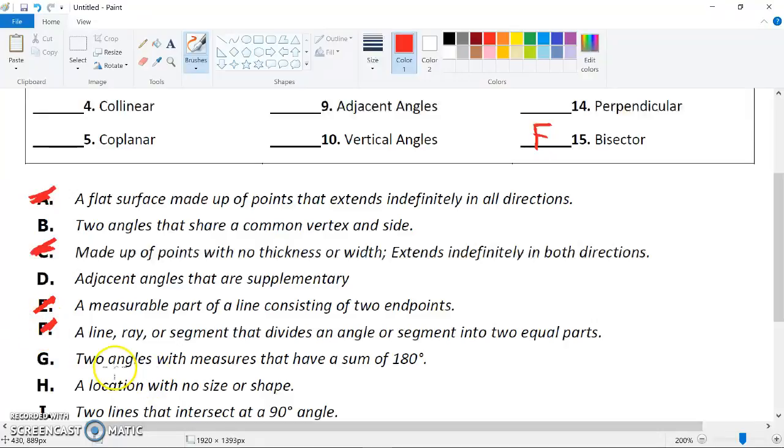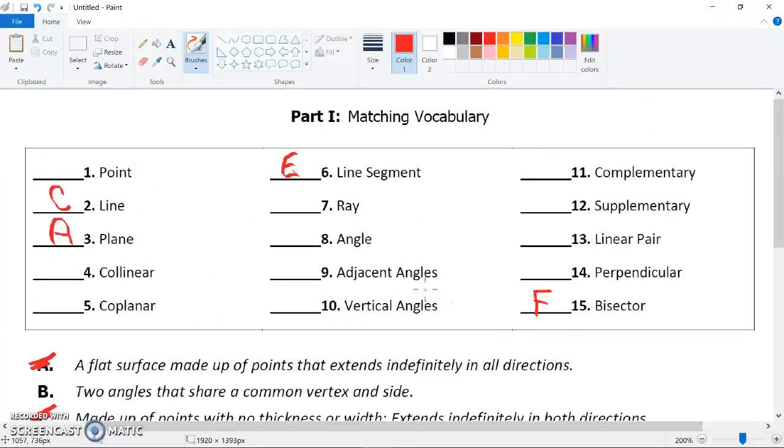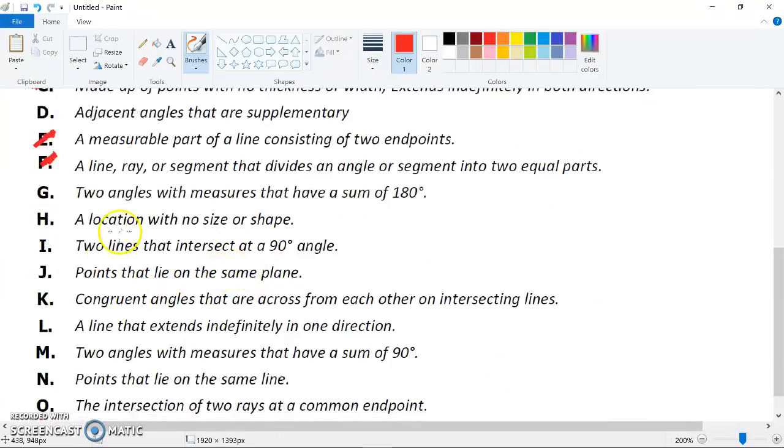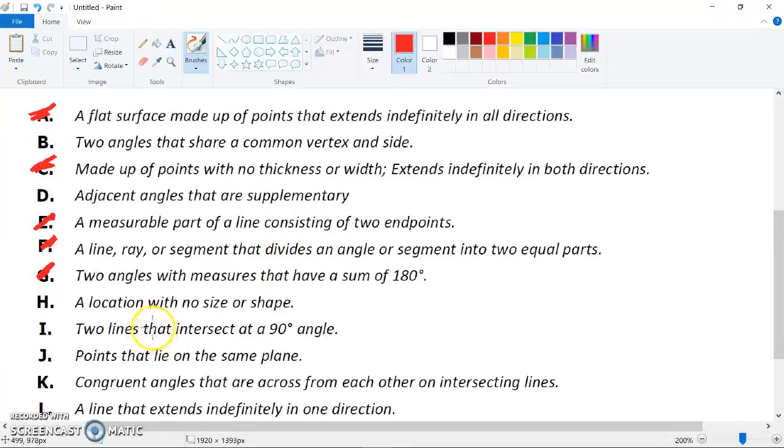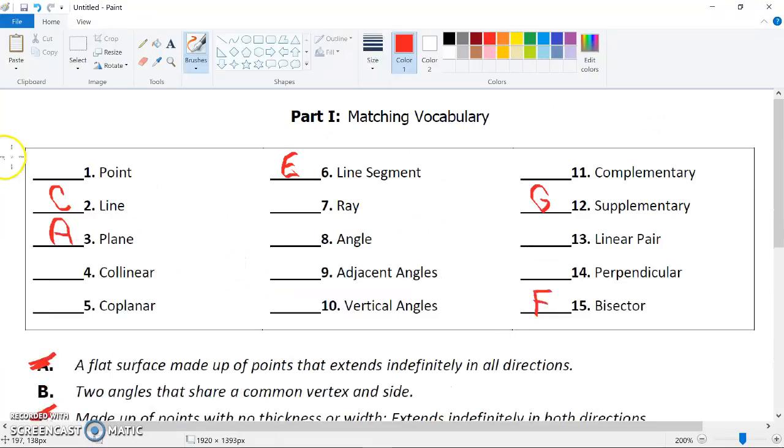I also know G. 2 angles with measures that have a sum of 180 degrees. That is supplementary. Good. So that is G. Cross that one out. H. A location with no size or shape. No size or shape. That one's a little bit difficult, but the keyword is location. No size or shape is also another key set of keywords, and that is point.